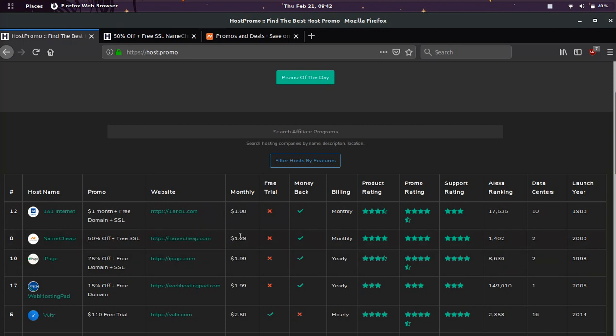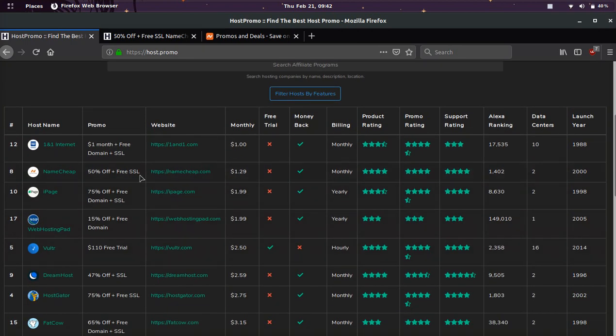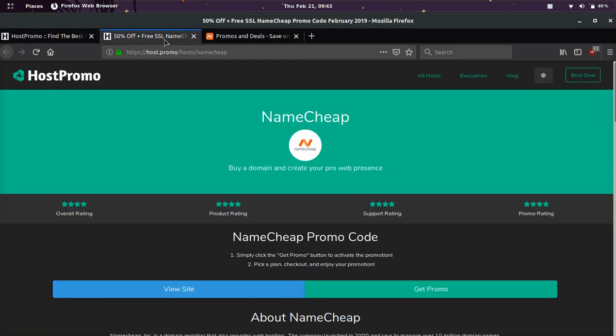Okay, and if we compare all the hosts on host.promo by price, we can see Namecheap ranks number 2, starting at $1.29 a month, which is absolutely incredible, especially because you're getting a free SSL and you can get a free domain. Okay, and their Alexa ranking compared to the number 1 cheapest absolutely destroys number 1. Their Alexa ranking is 1,400, number 1 is ranked 17,000. A lower Alexa ranking is better. If you don't know what Alexa.com is, it's a website owned by Amazon that ranks websites' popularity. A lower ranking, better, okay?